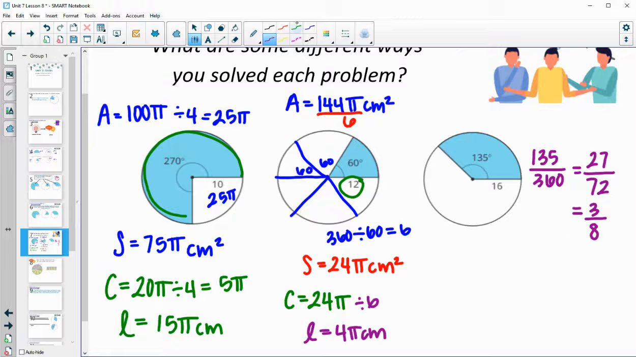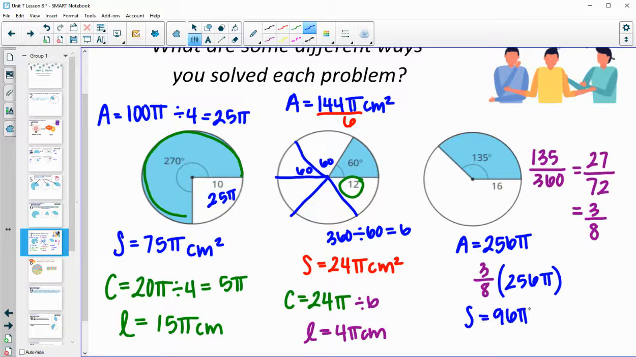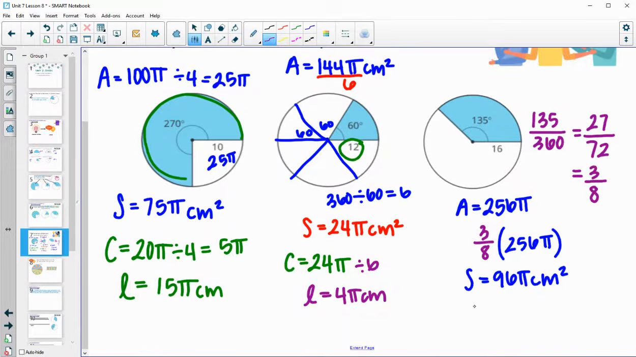Okay. And so then we could take the total area. So our total area is 16 squared, which is 256 pi. And now we only want 3/8 of that. So you could do 3/8 times that area. And if you do 3 divided by 8 times 256, you end up with 96 pi centimeters squared for the sector area.